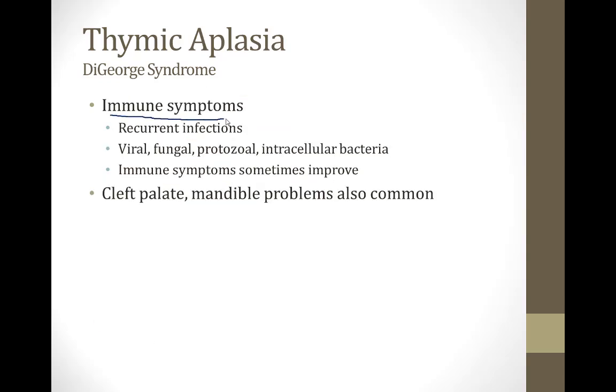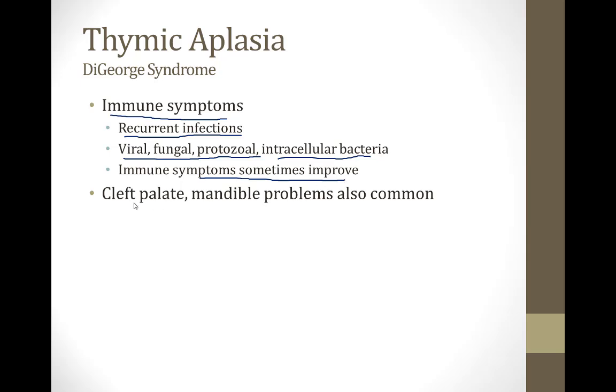The immune symptoms that develop all have to do with recurrent infections. Not having mature T cells is like having end-stage HIV or AIDS. So these children get viral and fungal and protozoa infections. They also get intracellular bacterial infections. Interestingly, the immune symptoms sometimes improve a little bit with age. Recall that T cells are synthesized in the bone marrow, but then they mature in the thymus. When the thymus is missing, they sometimes mature in other locations in the body.